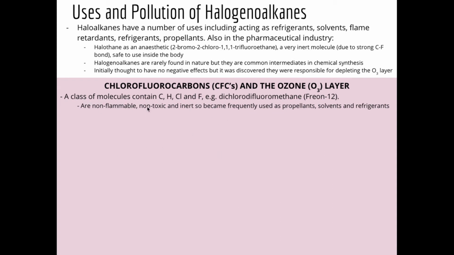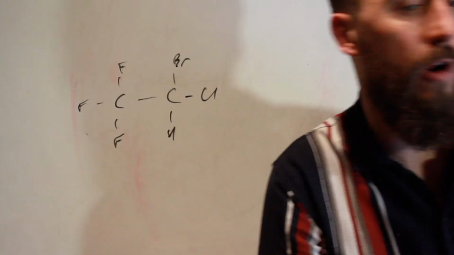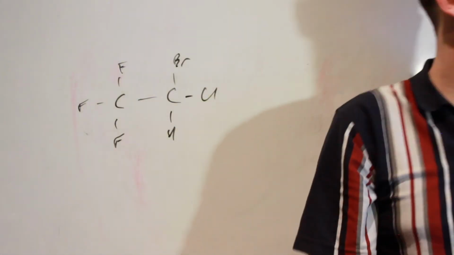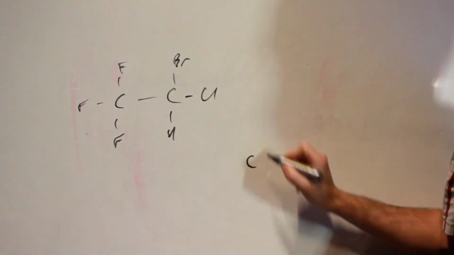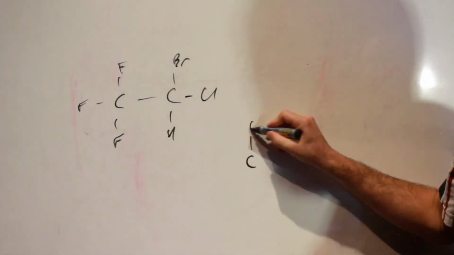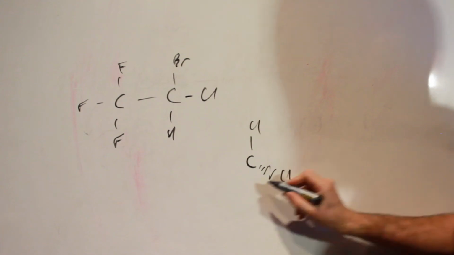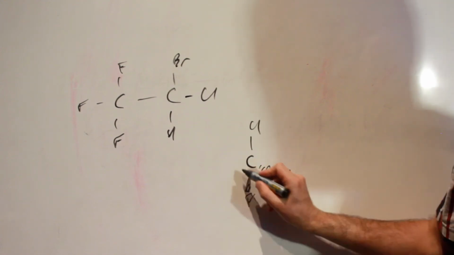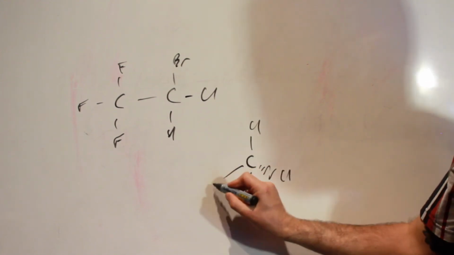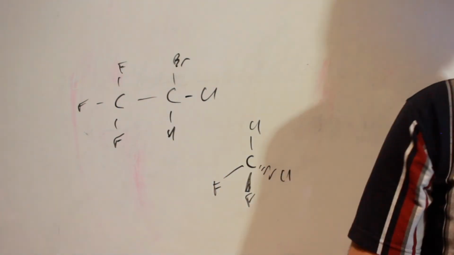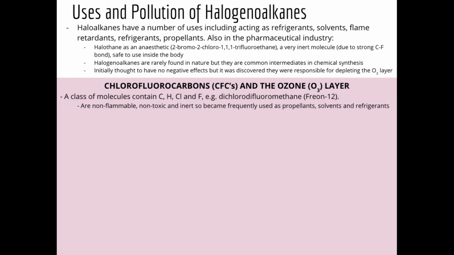So our chlorofluorocarbons, a class of molecules containing C, H, Cl and F, because they're alkanes, so chlorofluoro, a specific type of halogenoalkane. For example, dichlorodifluoromethane, common name Freon 12. That would look something like this, dichloro-difluoro. So let's say we've got dichloro, difluoro. What do I need? Another straight line. Like that. If I show my sp3 hybridization.